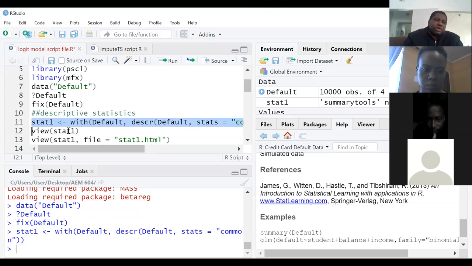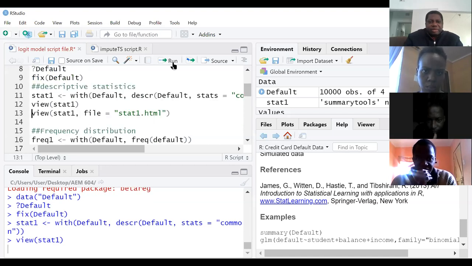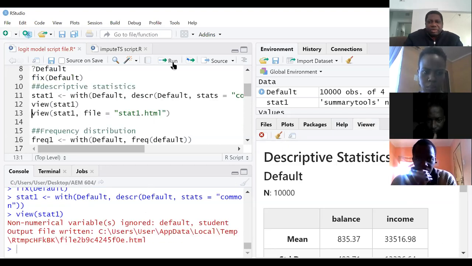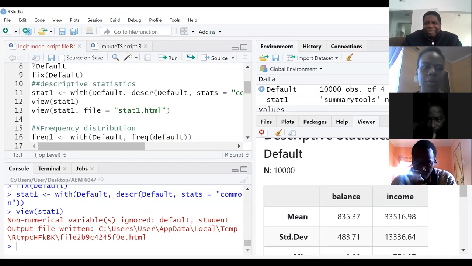Good. After running it, if you want to look at your results, you say View stat1. So let's run it and see. Yeah, so this is the results. I think our pictures are blocking it. Let me see what I can do.